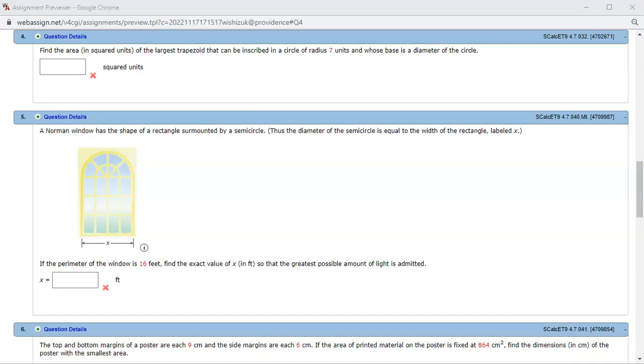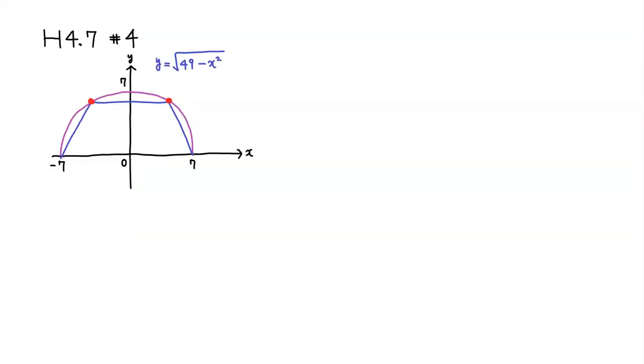All right, let's look at homework 4.7, problem number 4. We want to find the largest area of a trapezoid that can be inscribed in a circle of radius 7, whose base is the diameter of the circle. All right, so let's draw a picture. I'll only draw a semicircle.